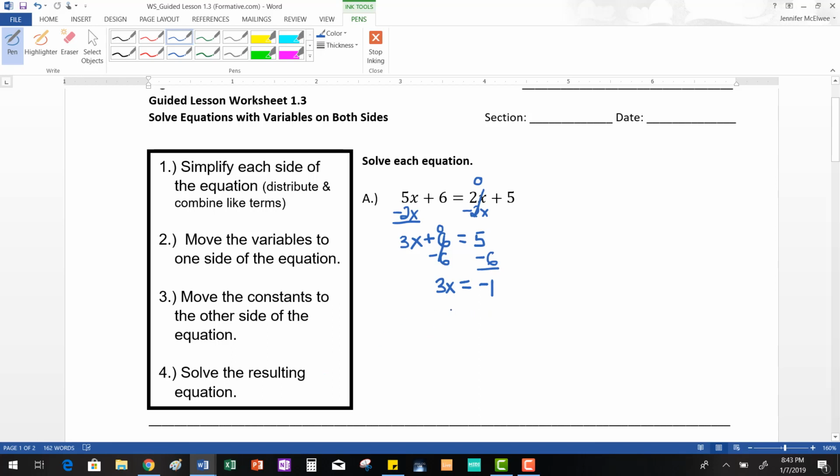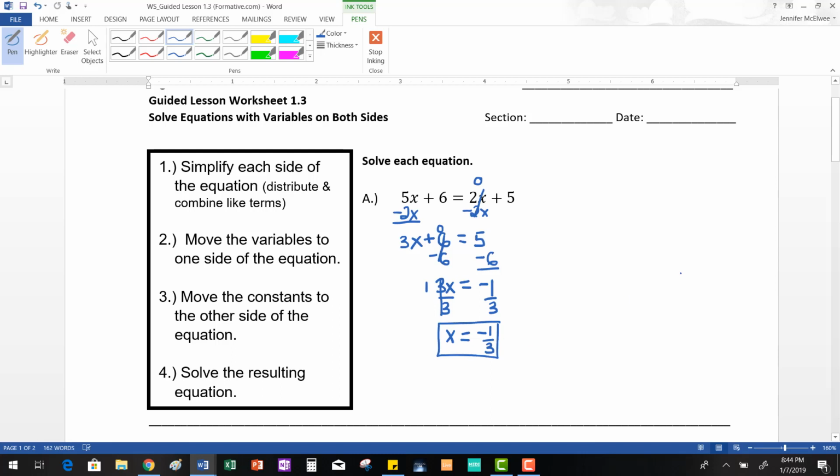Number 4 says solve the resulting equation. Well, there's a one-step equation remaining, so I have 3x is equal to negative 1. I'm going to divide both sides by 3 because I want the x to be by itself. 3 divided by 3 is 1, and I have x is equal to negative 1 divided by 3, which is not going to be a whole number, so I'm just going to leave my final answer in fraction form. So I'm going to write negative 1/3. I don't need a calculator for that.